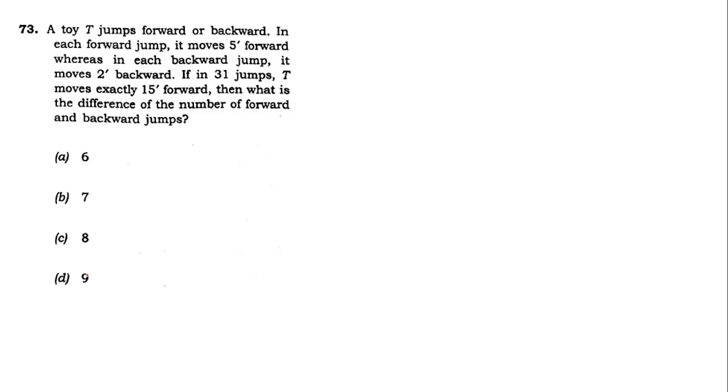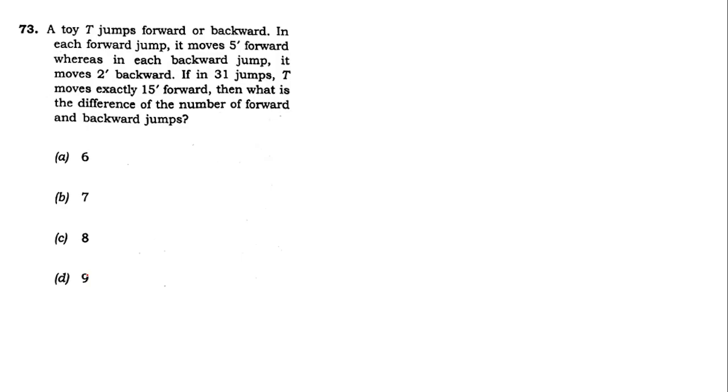Let's move to the next question. A toy T jumps forward or backward. In each forward jump, it moves 5 inch forward, whereas in each backward jump it moves 2 inch backward.